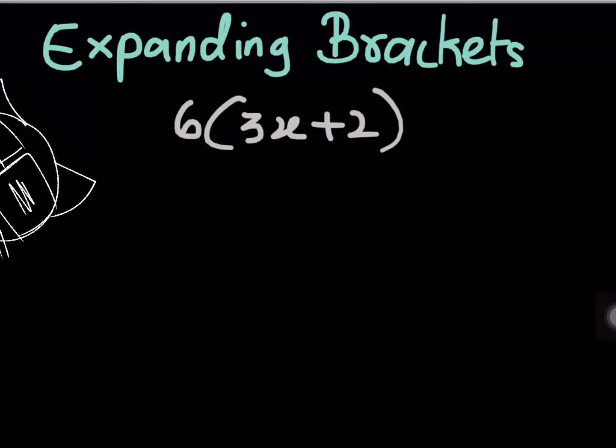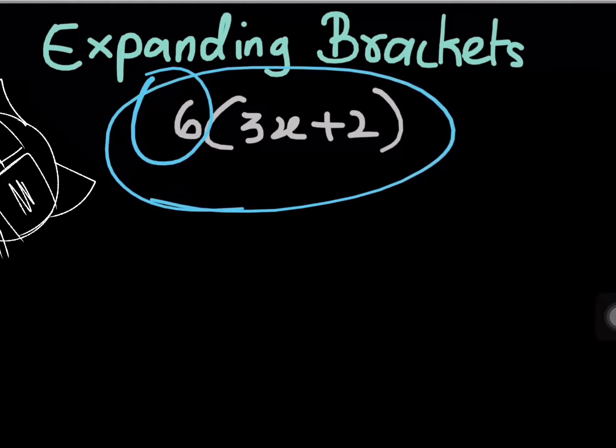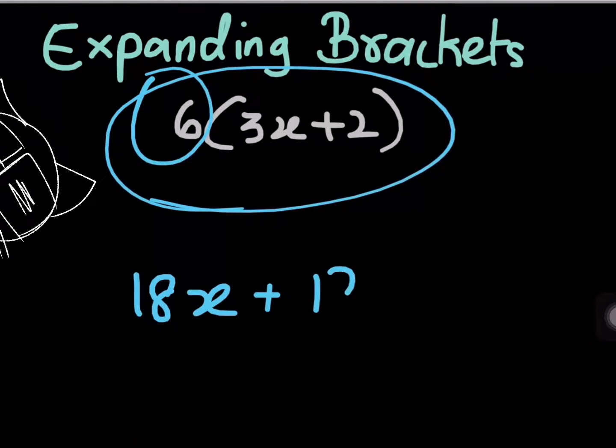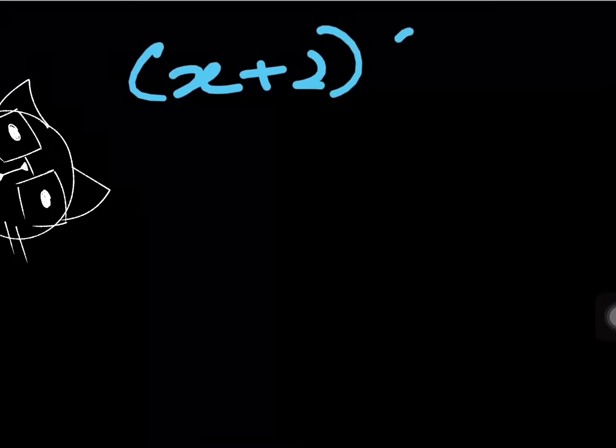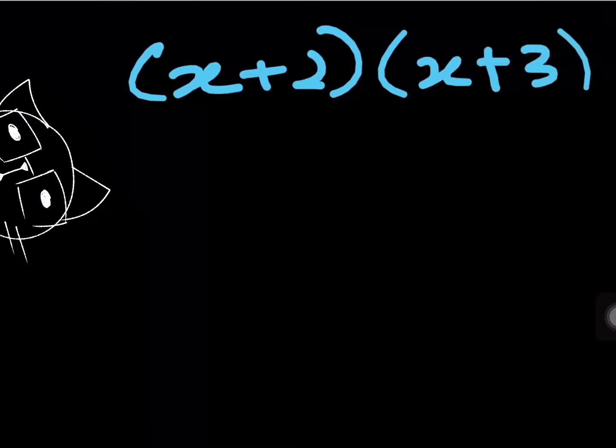Quadratics are made by expanding brackets, and as you know, to expand a bracket you have to multiply it by the number in front. So we'll just expand this set of brackets, which is 6 times 3x will be 18x plus 6 times 2, which is 12. Quadratics are made using two sets of brackets. It looks something like this. So x plus 2, x plus 5. As you can see, double brackets. Now that's simple. Let's expand this.